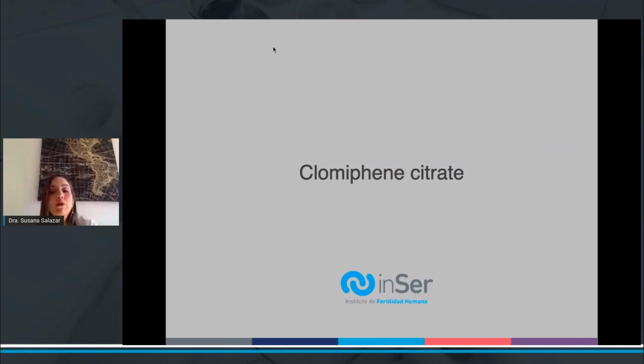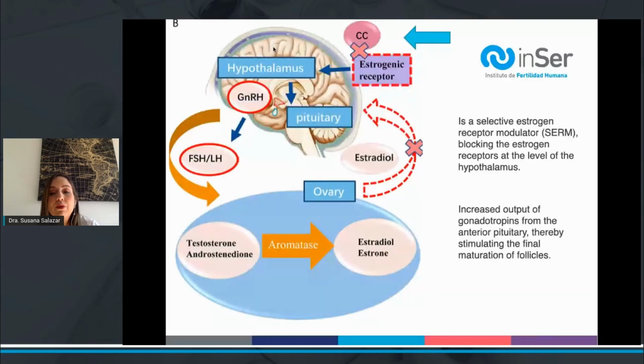Now I'm going to talk about clomiphene. Clomiphene is the oldest and the most widely used ovulation induction agent. It is a non-steroidal triphenylethylene derivative, which is structurally similar to estrogen, allowing it to bind competitively to estrogen receptors. It's a selective estrogen receptor modulator, blocking the estrogen receptor at the level of the hypothalamus. This increases the output of gonadotropins from the anterior pituitary, thereby stimulating the final maturation of the follicles.